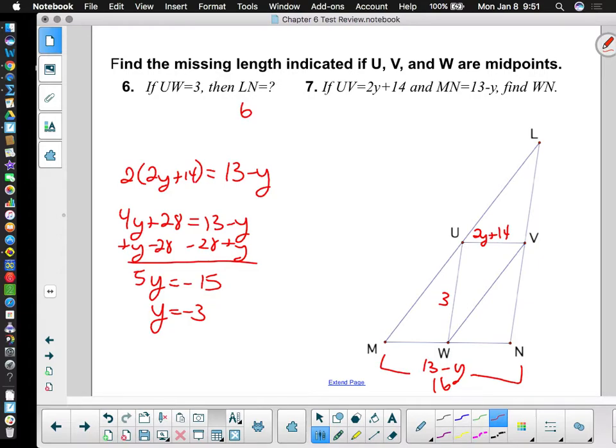So if this whole side is 16, how long is WN? It's 8 and 8, right? Terrible eights. This happens, I try to write backwards. All right.